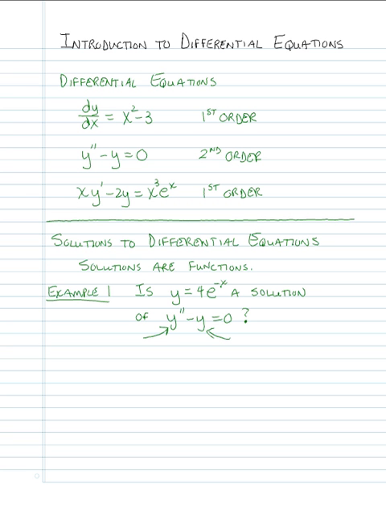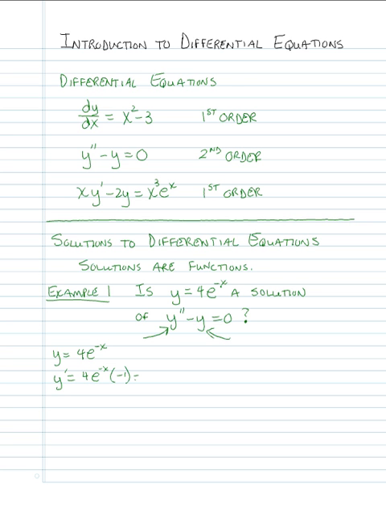So before we can decide whether y equals 4e to the negative x is a solution, we need to determine what y double prime is, because that's something that we're putting into the equation. So we know, of course, y is 4e to the negative x, or that's the proposed solution. To figure out what y double prime is, of course, first we need to find y prime. And of course, the derivative of 4e to the negative x is 4 times e to the negative x times the derivative of negative x, which is negative 1.